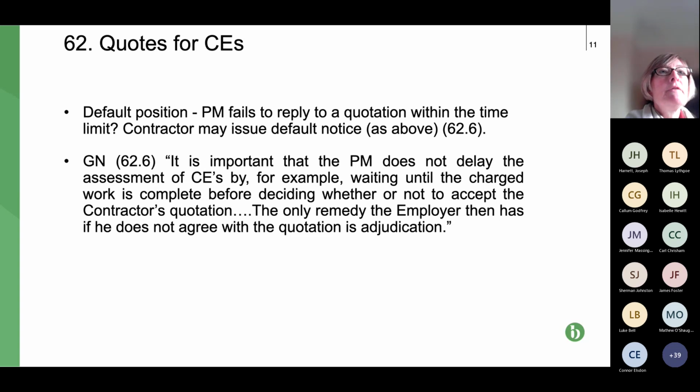So we've already dealt with the default position. So the guidance notes. I've put this in. It relates to clause 62.6. I like the guidance notes in the NEC. Quite often they have some helpful snippets. So I've put this quote in, and it's just saying it's important that the PM does not delay the assessment of CEs by, for example, waiting until, sorry, this should be changed, not charged, until the changed work is complete before deciding whether or not to accept the contractor's quotation.